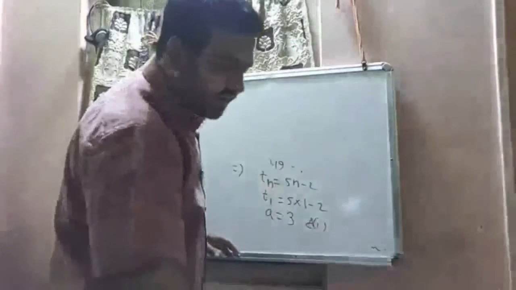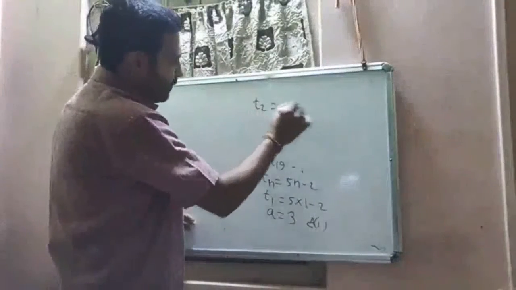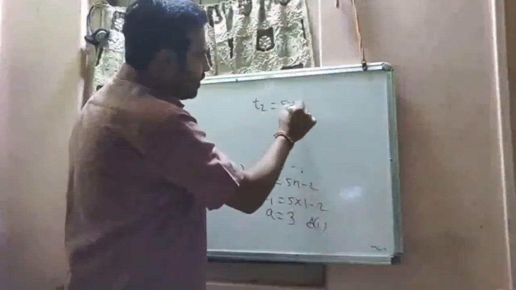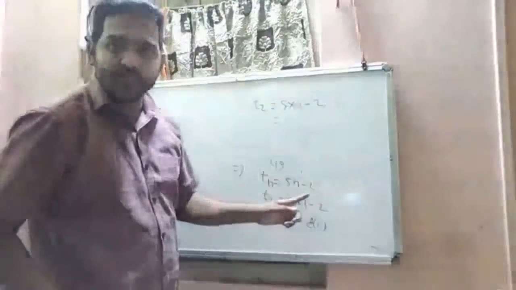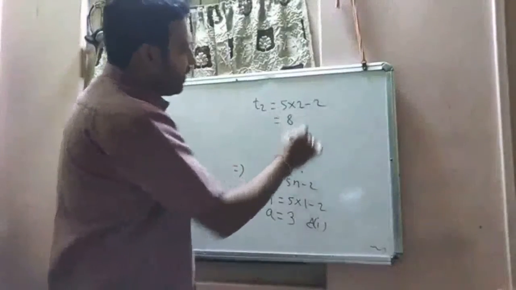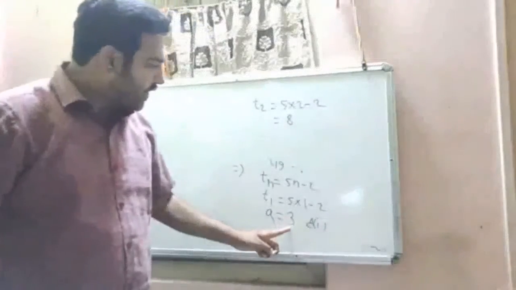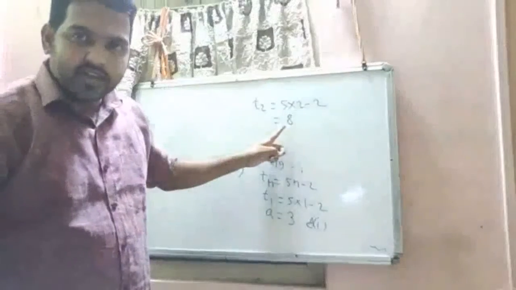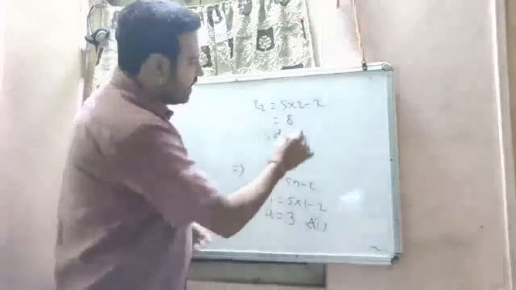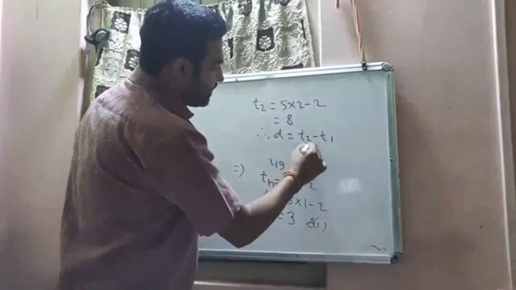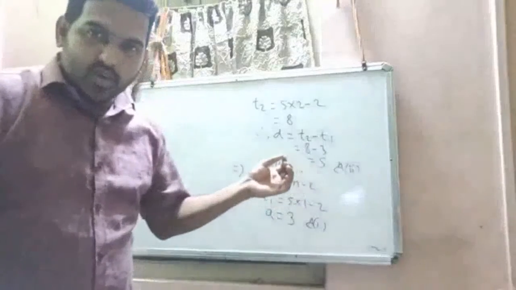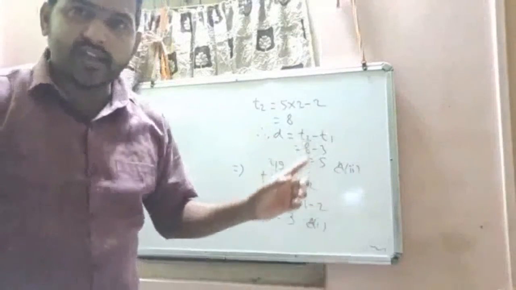Now let me find the second term, that is term 2. Putting n is equal to 2 here. So 5 into 2 minus 2, because the form is 5n minus 2. 5 twos are 10, minus 2 is equal to 8. So the first term was 3, the second term is 8. Therefore, as we know, the common difference is t2 minus t1. That means 8 minus 3 is equal to 5. We've got the second answer also.